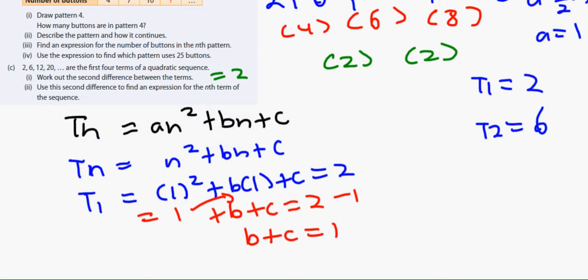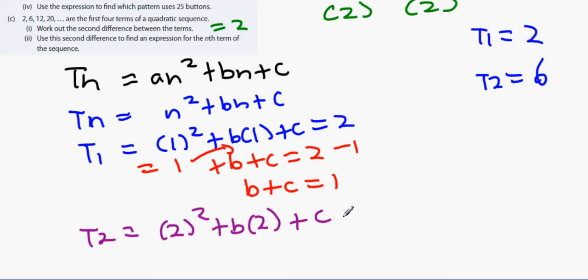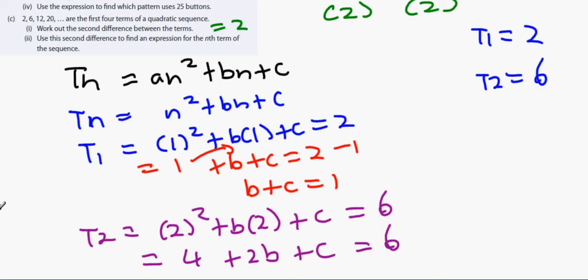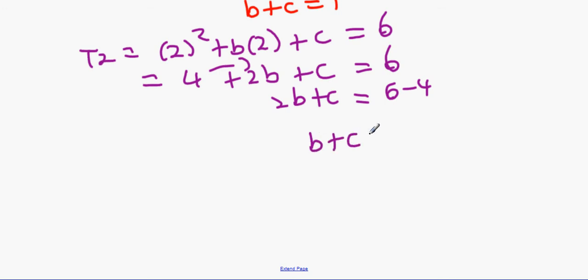T2. T2 is replace n with 2. 2 squared plus b times 2 plus c. T2 equals 6. We're going to get 4 plus 2b plus c equals 6. Bring over the 4, we get 2b plus c equals 6 minus 4. I mean, 2b plus c equals 2.